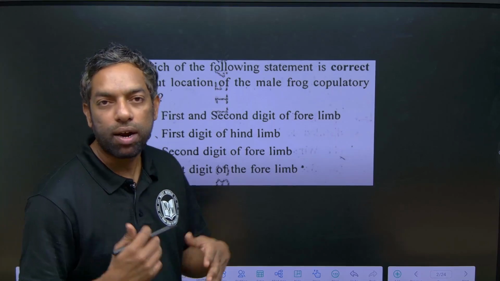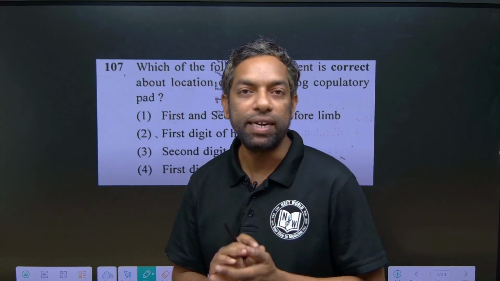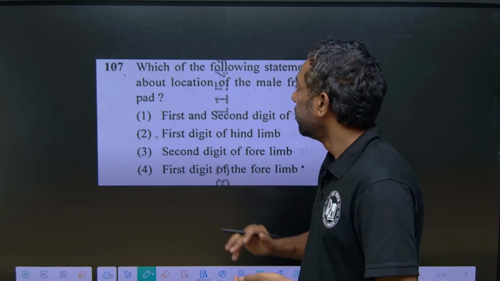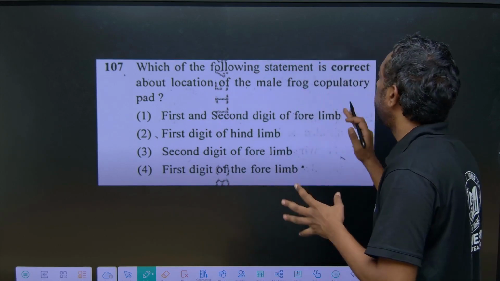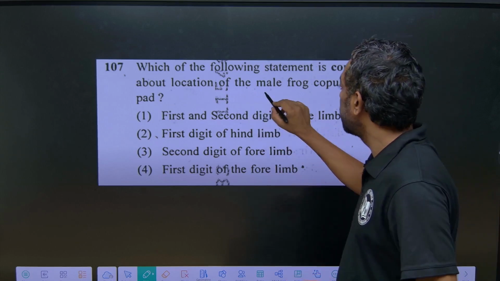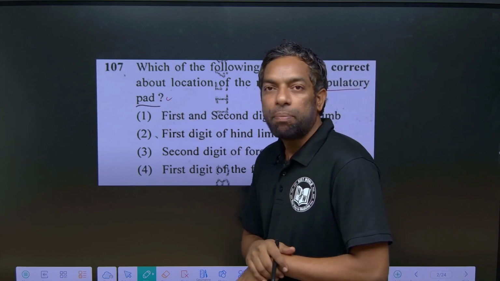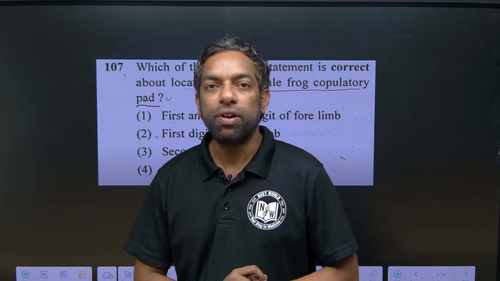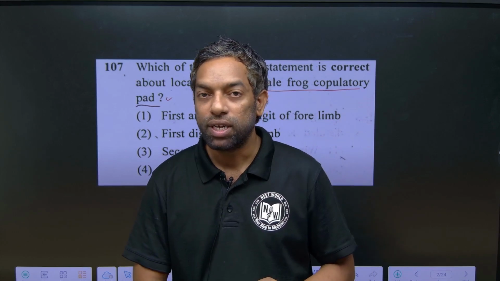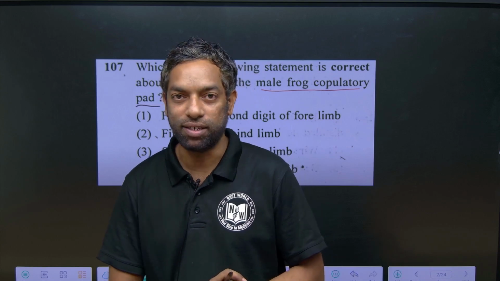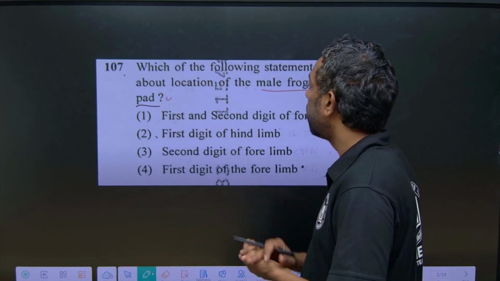Guys, today we are going to discuss the 2025 NEET paper, starting with the zoology questions. Which of the following statements is correct about the location of the male frog copulatory pad? Guys, in 2024 they asked about cockroach. This time they focused on frog in the structural organization. So this is about frog.